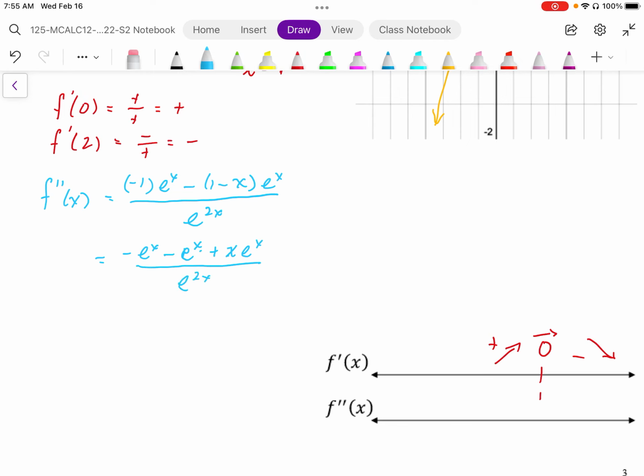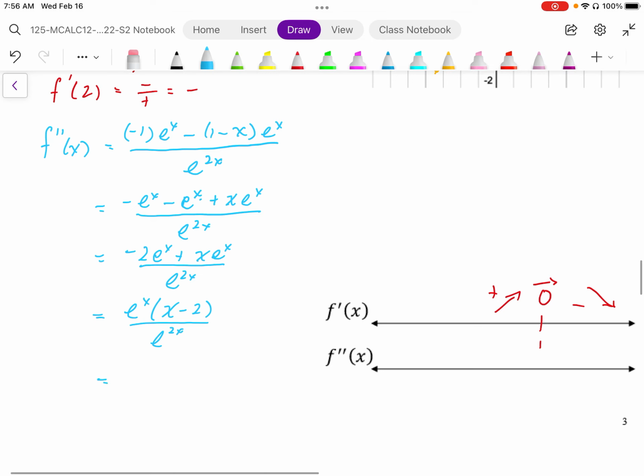We can see that there's a common factor of e to the x that cancels out. Combining my like terms, I get negative 2 e to the x plus x e to the x. Factoring out my e to the x, I'm going to end up with x minus 2, and then we can cancel that extra factor out. So we have x minus 2 over e to the 1x.